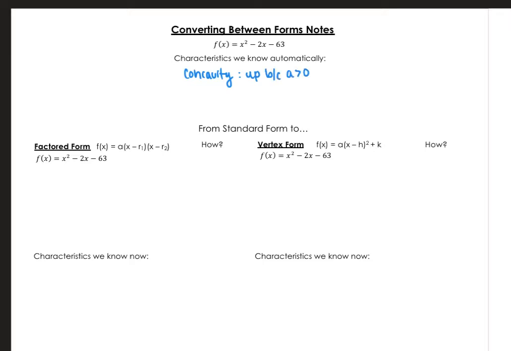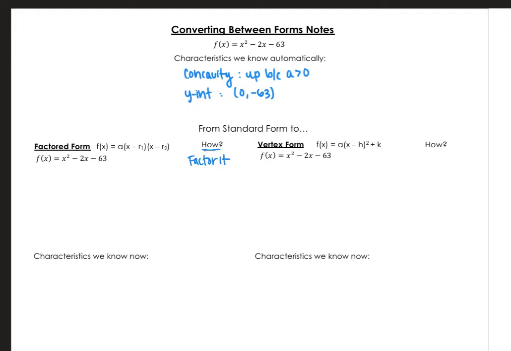And then the other thing that we know from standard form is the y-intercept. And for that, we look at c, the constant term. That's negative 63. So my y-intercept is (0, negative 63). So we can't get any other characteristics just by looking at the form. However, we can convert it to the other forms to determine some other characteristics. All right, so starting with converting from standard form to factored form, in order to convert it, all we need to do is factor it.